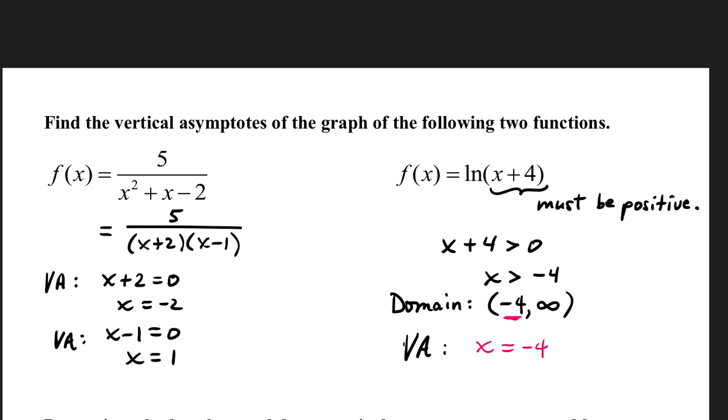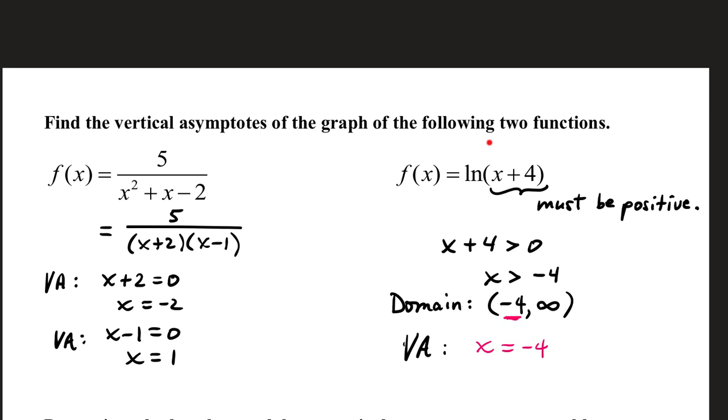Therefore, the zeros of both factors will give you vertical asymptote locations. X plus 2 is 0 when x equals negative 2. That's one of your vertical asymptotes. X minus 1 has a 0 when x is 1. That's another vertical asymptote. Remember, vertical asymptotes come from denominator factors that cannot be removed.